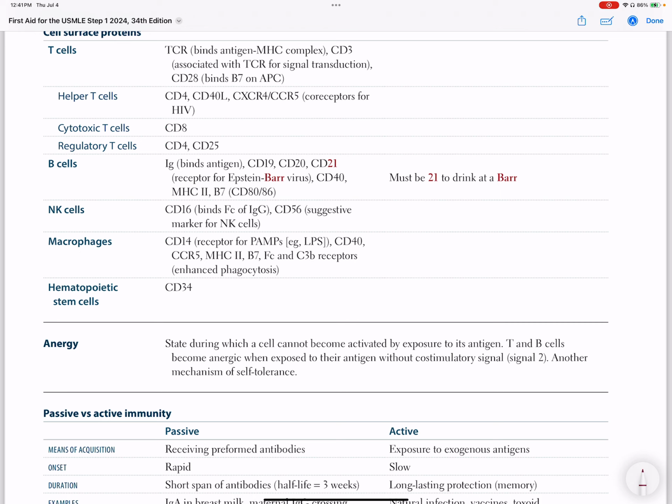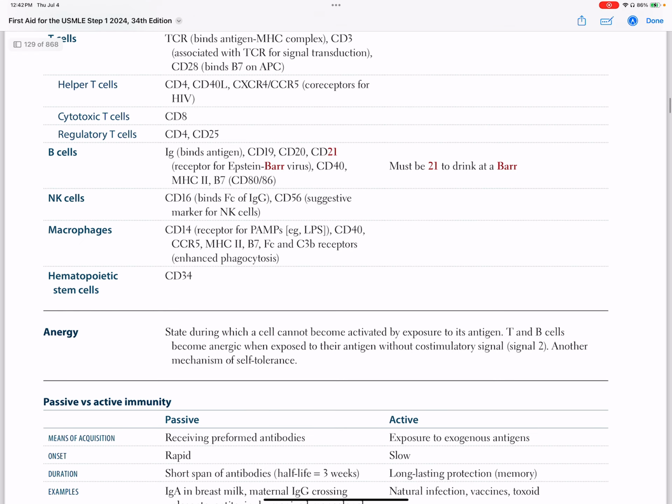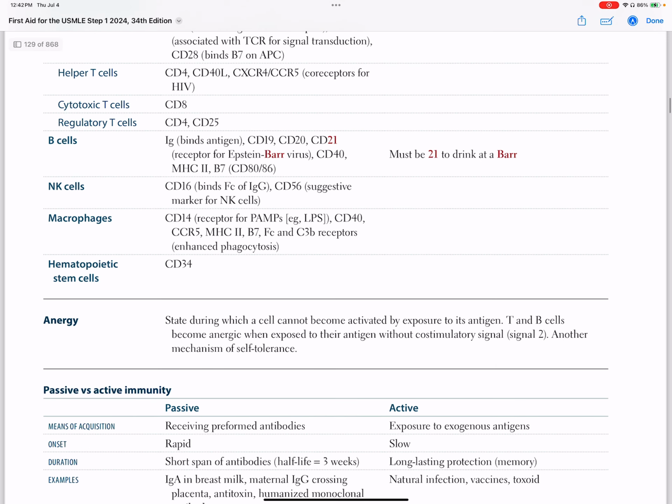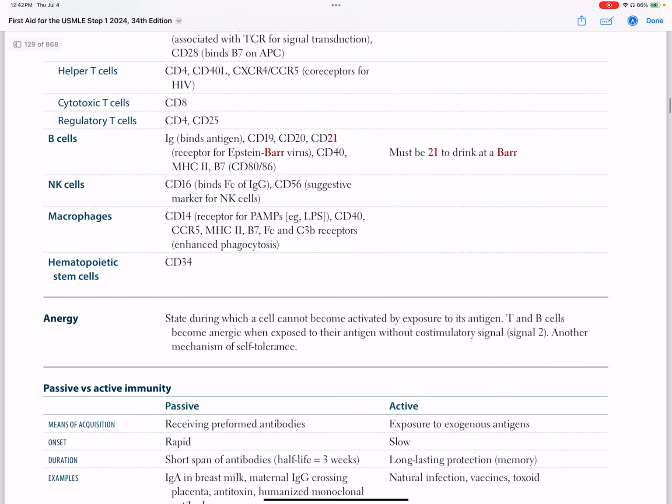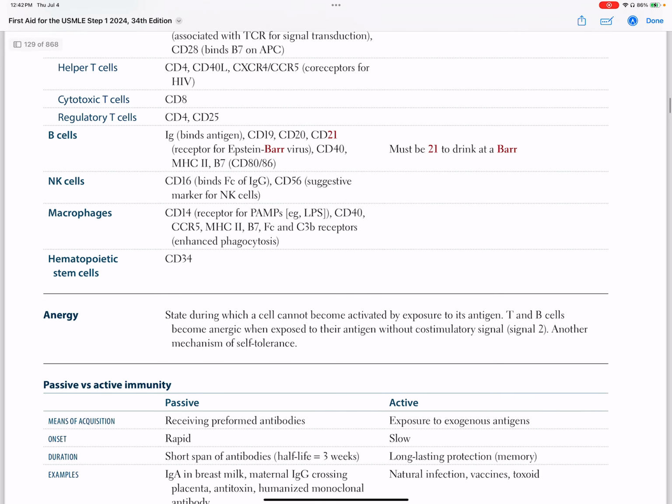Helper T cells are CD4, CD40L, and CXCR4, CCR5 co-receptors for HIV. Cytotoxic T cells: CD8. Regulatory T cells are CD4 and CD25. B cells: Ig binds antigens, CD19, 20, 21. CD21 for the Epstein-Barr virus, must be 21 to drink it. CD40, and then MHC2, B7, CD80 and 86.